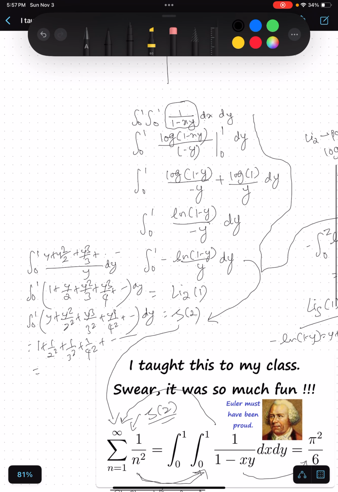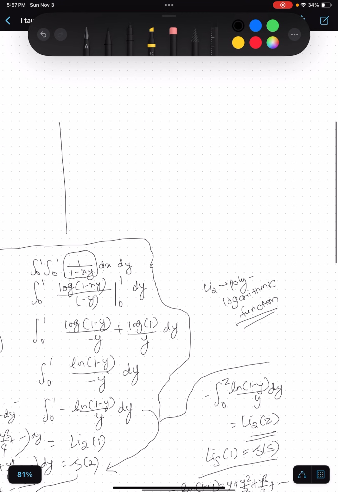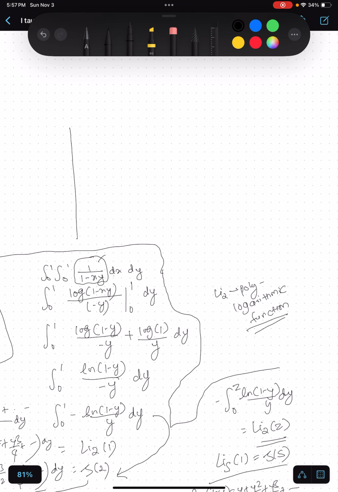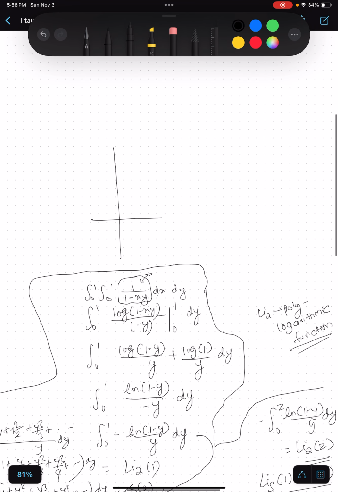Anyways, the summary was that the integral leads us back to the same sum, and so how do you find it? Now we'll try to change the integrand, and I'll show you how. First of all, notice that in this integral, x goes from 0 to 1. Now y also goes from 0 to 1, right?